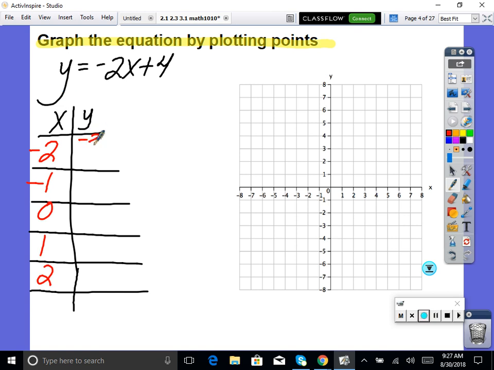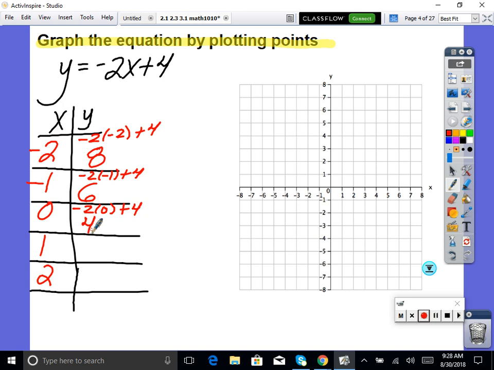Okay, let's plug in -2. So showing my work here. -2 times -2 plus 4. 4 plus 4 is 8. So we have -2, 8 on the graph. Plugging in -1. -2 times -1 plus 4. 2 plus 4 is 6. Plugging in 0. -2 times 0 plus 4.